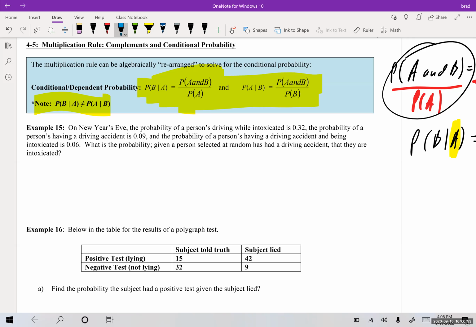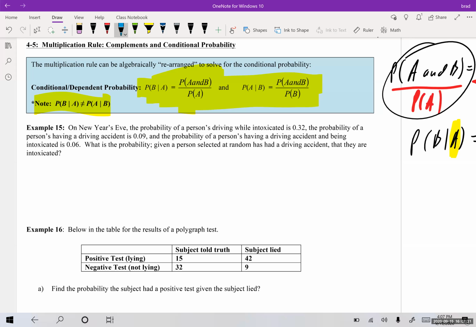So this problem says, on New Year's Eve, the probability of a person driving while intoxicated is 0.32. The probability of a person having a driving accident is 0.09, and the probability of a person having a driving accident and being intoxicated is 0.06. What is the probability, given a person selected at random has had a driving accident, that they are intoxicated?